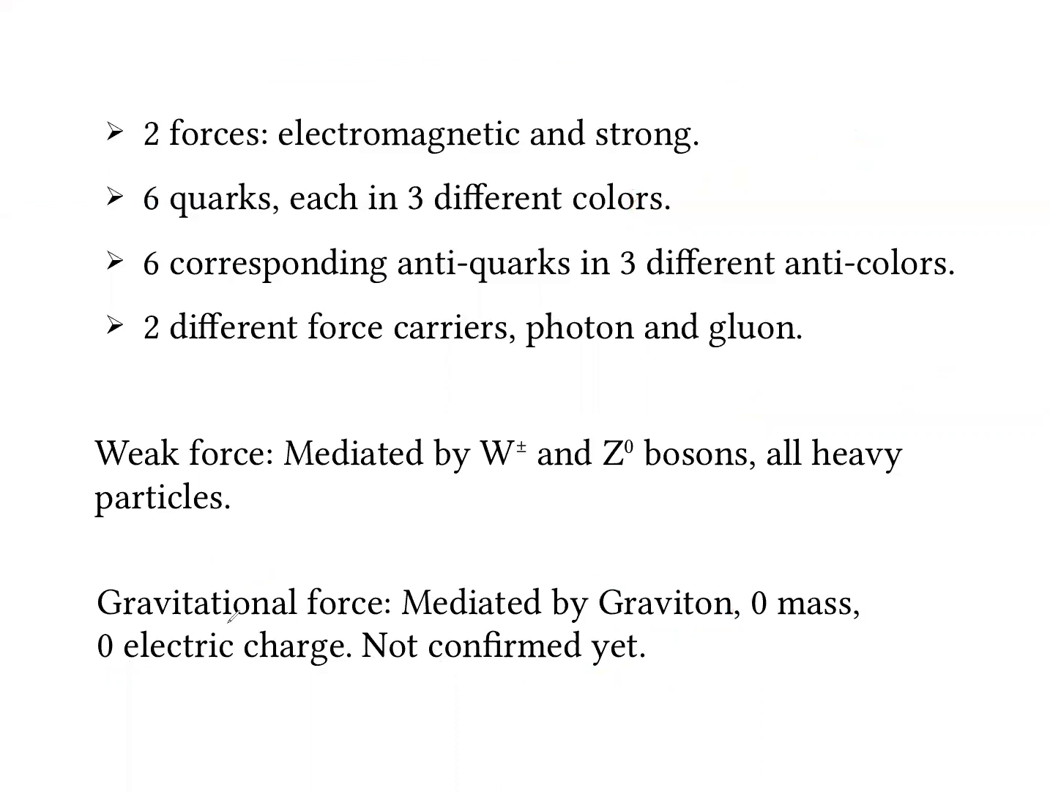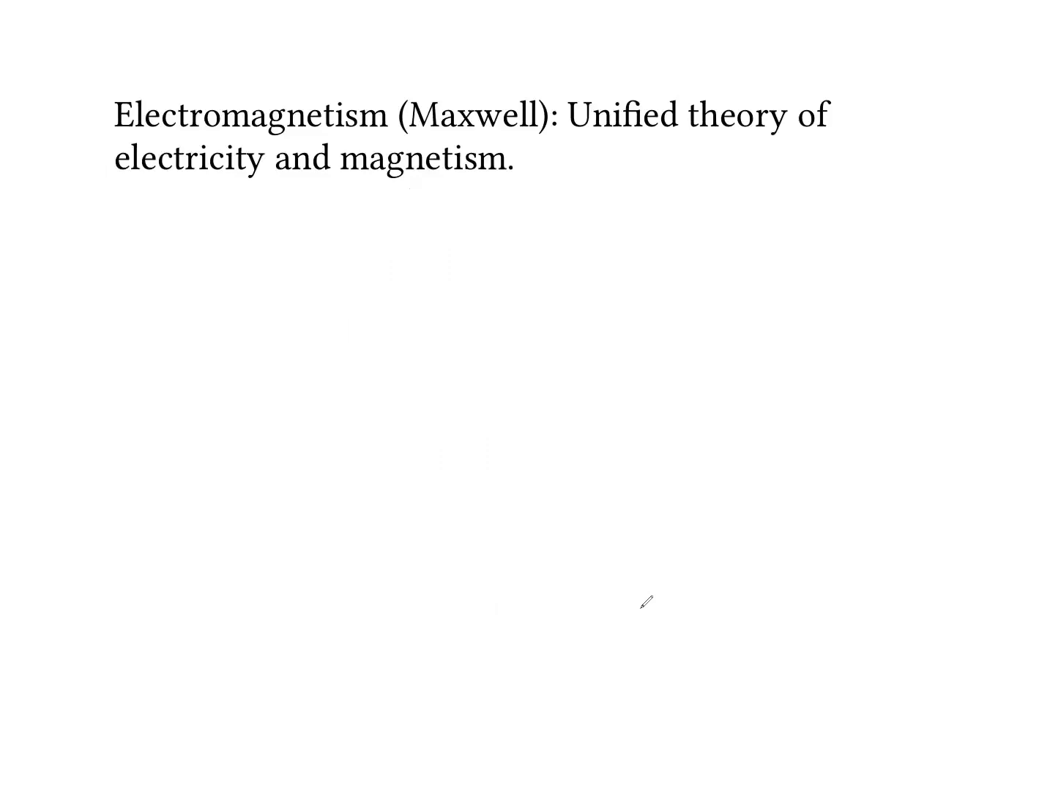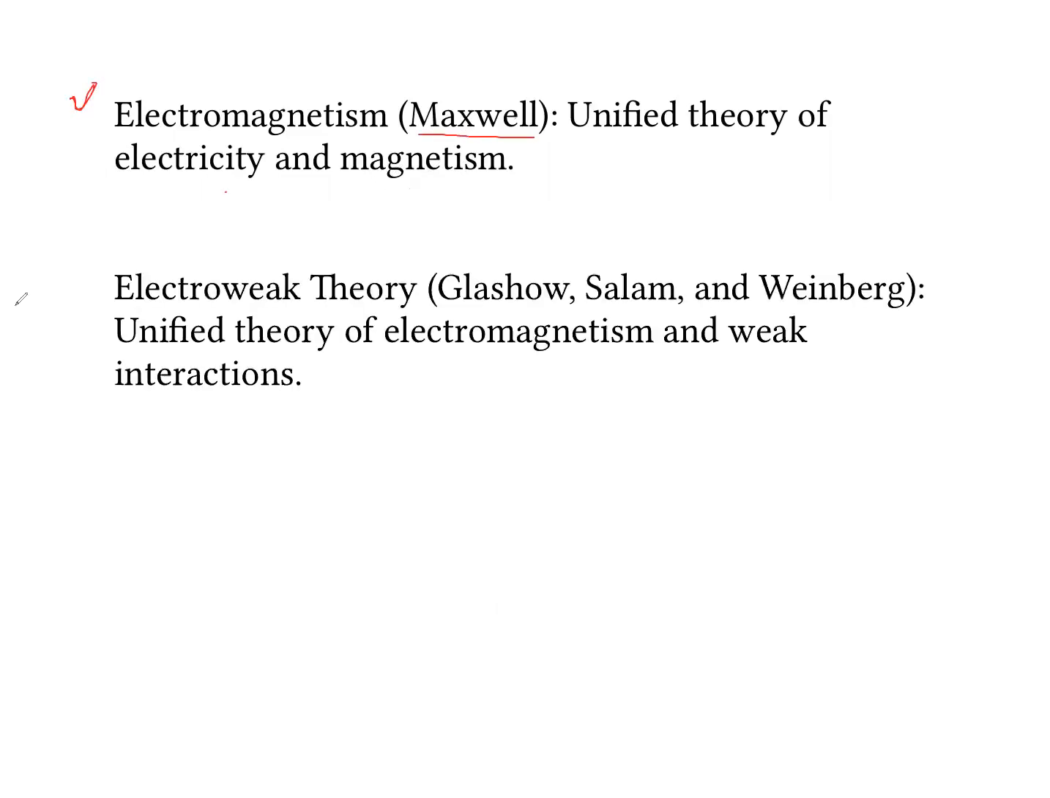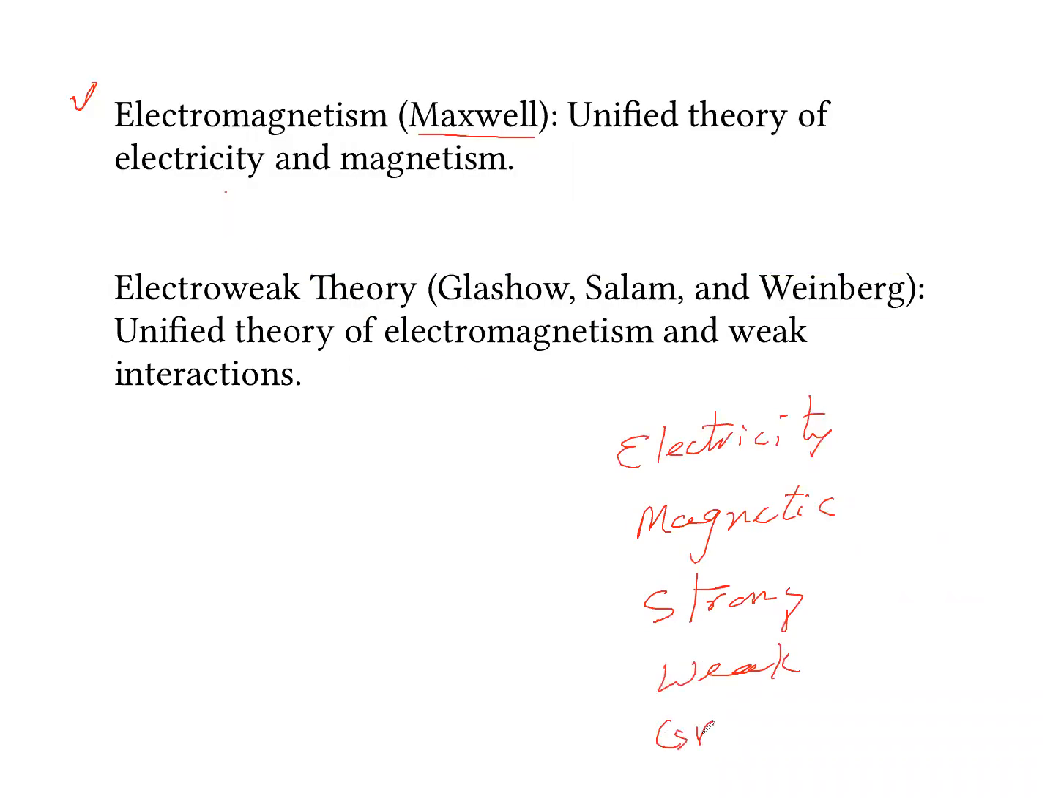So the force mediating the gravitational force is called the graviton. Electromagnetism is the unified theory of electricity and magnetism because of Maxwell. So again, we have four forces: electricity and magnetism, then the strong, the weak, and gravity, gravitation.